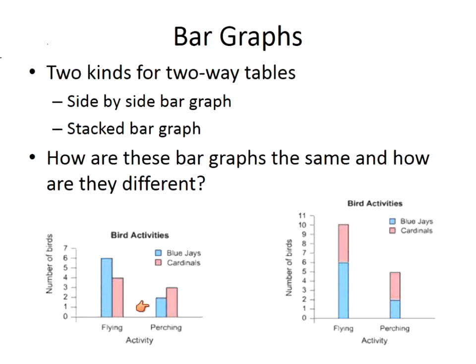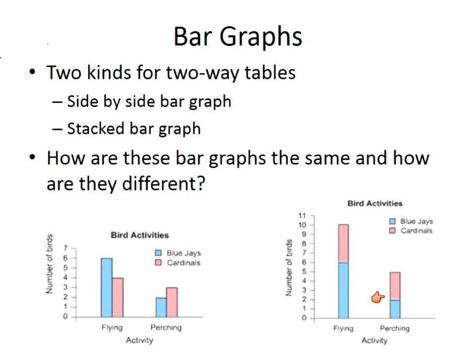And this one is about comparing the Blue Jays to the Cardinals, isn't it? Where here, we're looking more at the total number flying and perching, right? The first one we compared, and then the second one they just added them together. So the second one would be used better for overall data, and the first one was better for comparison. Excellent. You guys are coming up with some good things.